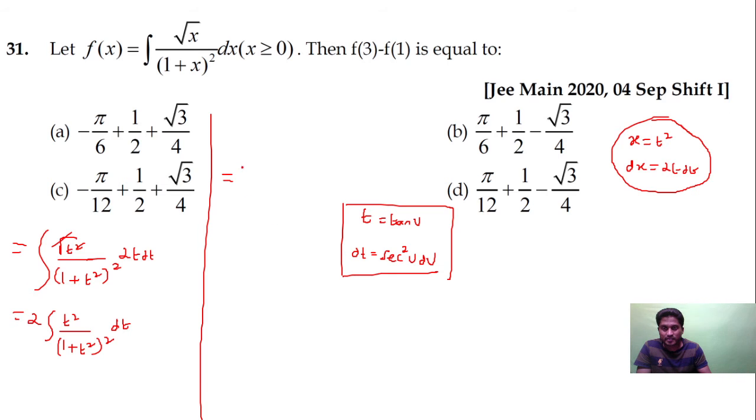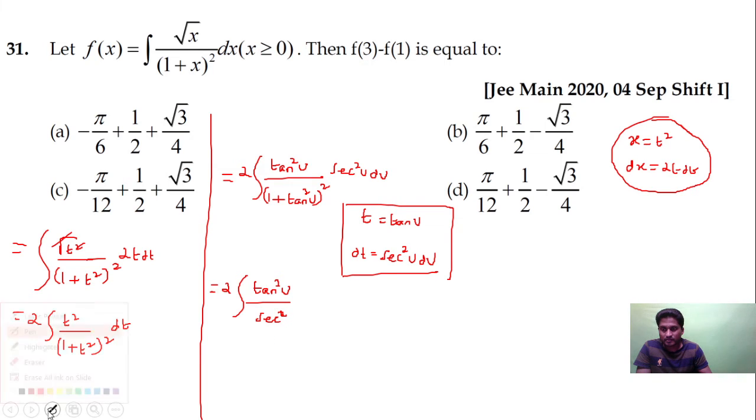So this becomes 2 times the integration of tan² u upon (1 + tan² u)², and then dt will be equal to sec² u du. So this is equal to 2 times tan² u upon 1 + tan² u, which is equal to sec² u, so this is (sec² u)², and then sec² u du.